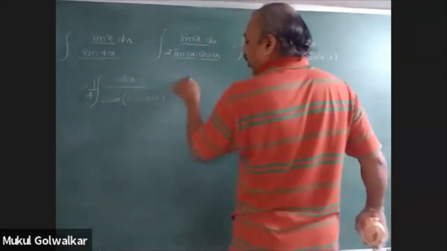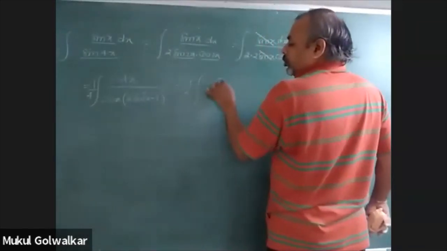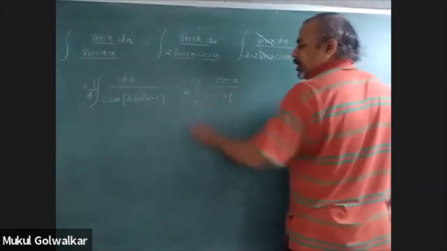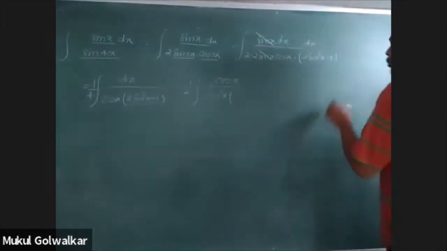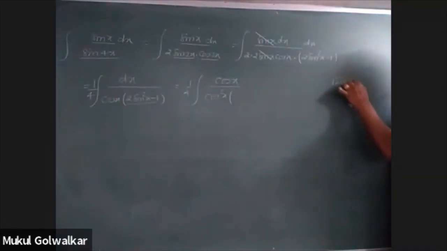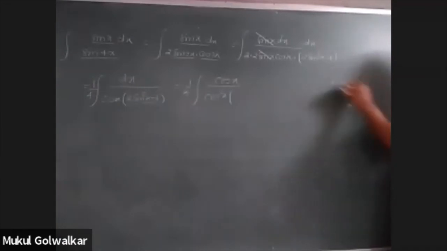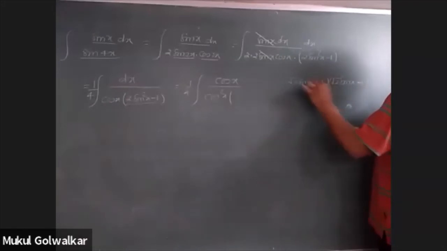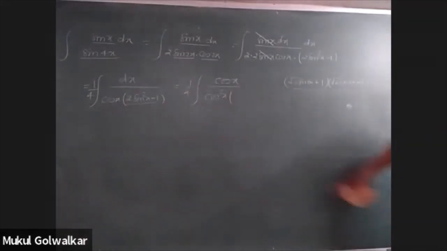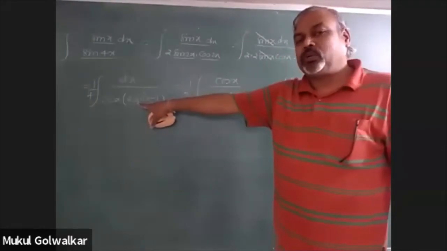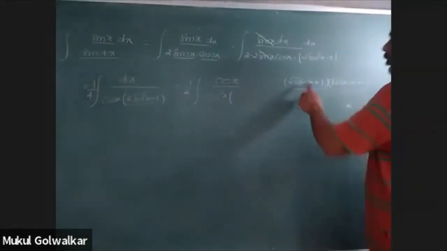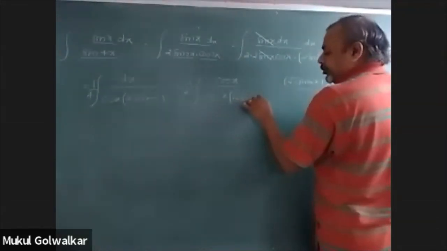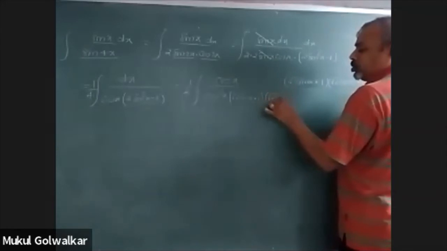Okay, and here I will write it in the form of multiplication of cos x and division by cos x, and this 2 sin square x minus 1 can be written in the form of root 2 sin x minus 1 into root 2 sin x plus 1. Okay, so factorization of this expression 2 sin square x minus 1 can be done in this format. Okay, so root 2 into sin x plus 1 into root 2 into sin x minus 1.